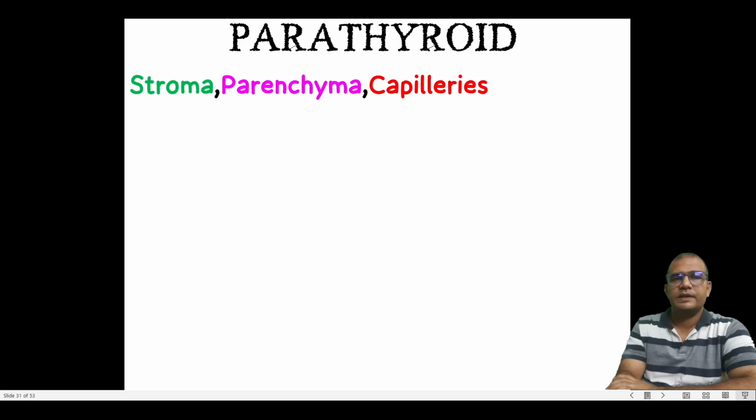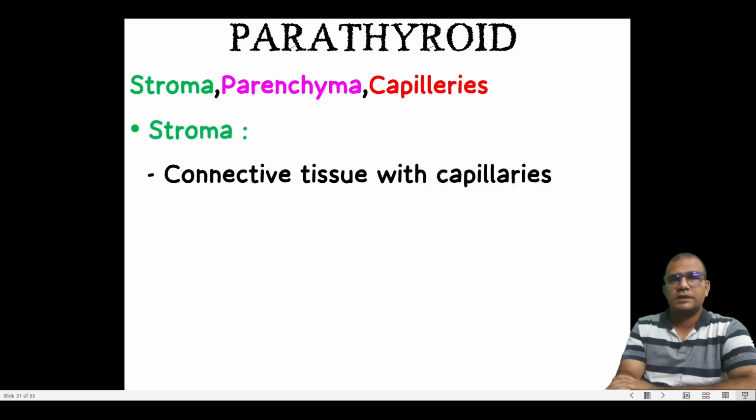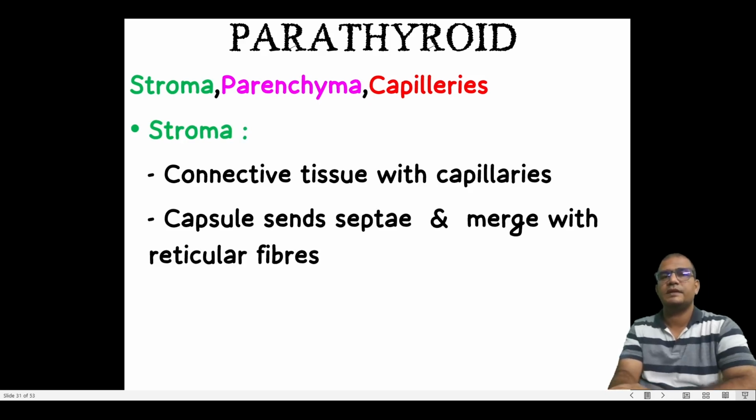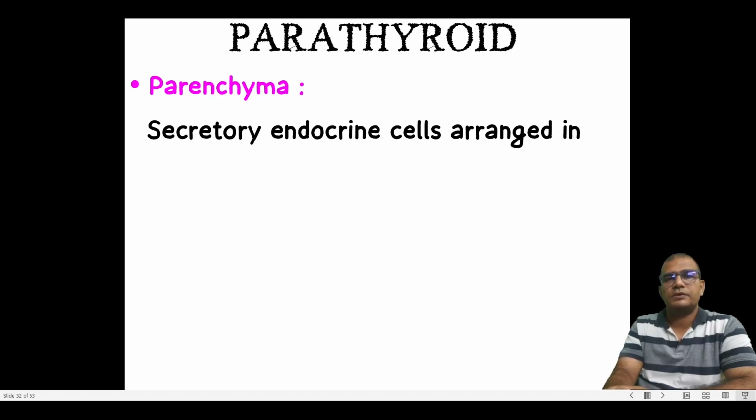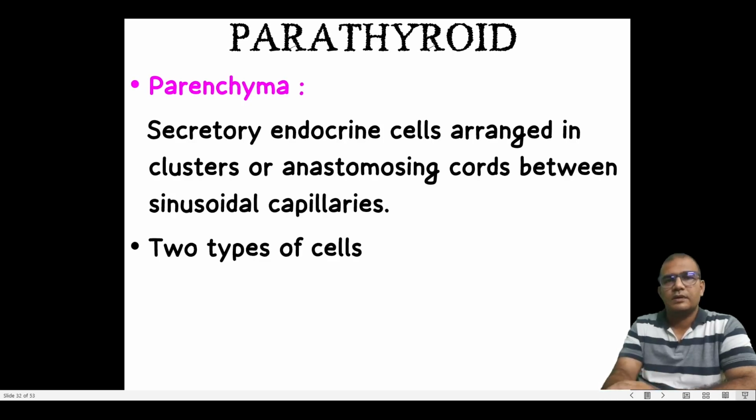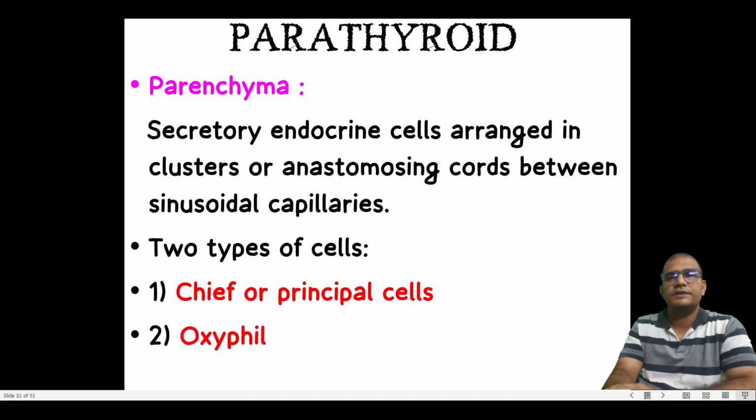The pattern will be the same: stroma, parenchyma and capillaries. The stroma consists of connective tissue with capillaries, and the capsule sends trabeculae or septae that merge with the reticular fibers within the gland. The parenchyma shows secretory endocrine cells. There are two types of cells. What are these two types? These are the chief cells or principal cells, and the other cells are oxyphil cells. We will see in the next slide why the chief cells are called chief cells or principal cells.